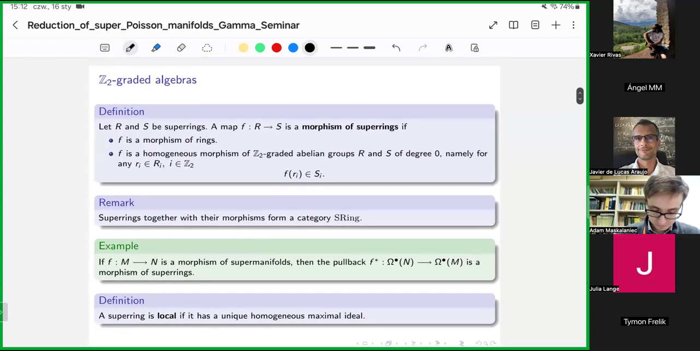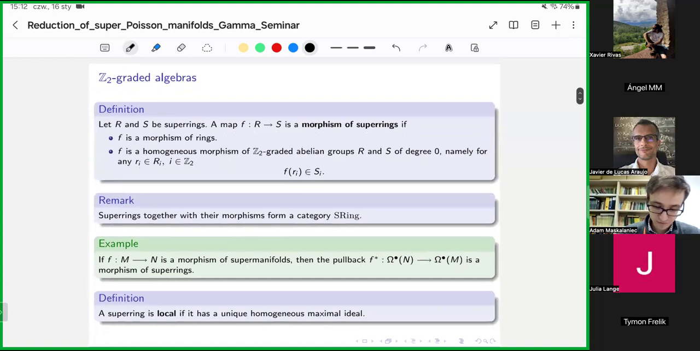Once we introduced super rings, we want to define their morphisms to complete definition of the category of super rings. So morphisms of super rings are just the usual morphisms of rings that preserve degrees of our elements. So for example, if we have a morphism of supermanifolds, then the induced pullback, viewed as a morphism of two super rings of differential forms, is the morphism of superrings we want because it preserves the degree of the differential forms.